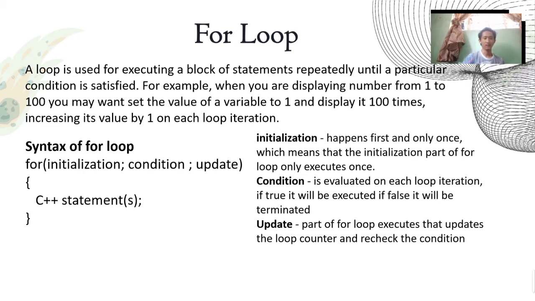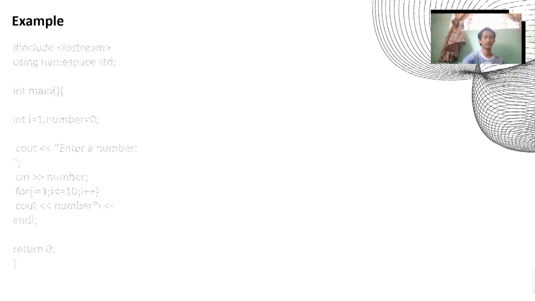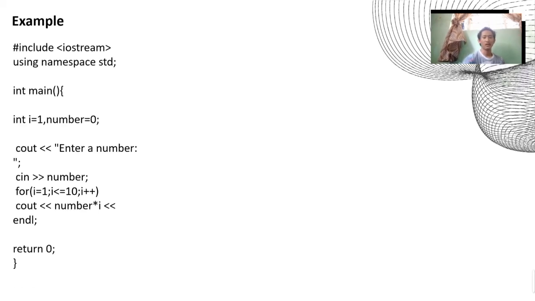For example, in this program, the condition allows only 10 iterations, and each iteration will be increased depending on the value of the input variable. For example, output.